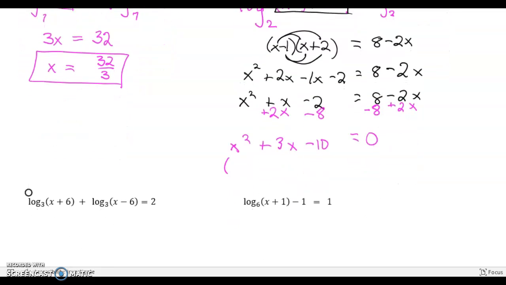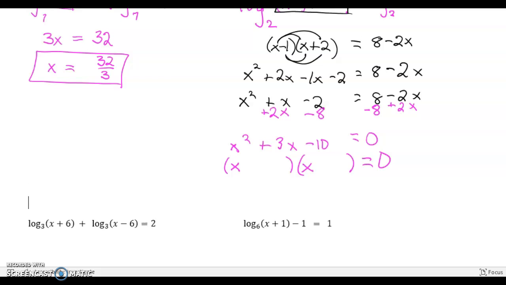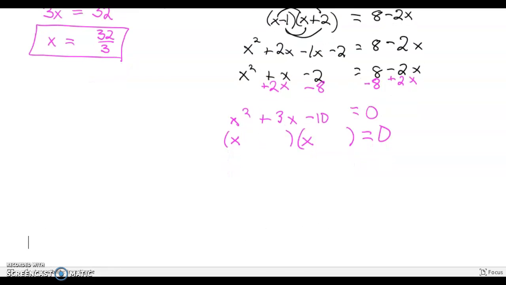I'm looking for two numbers that multiply together to give me x squared, so x and x. I'm looking for two numbers that multiply together to give me negative 10, so positive 5 times a negative 2. And outside inside would give me this middle term, positive 3x. x equals negative 5 and x equals positive 2.